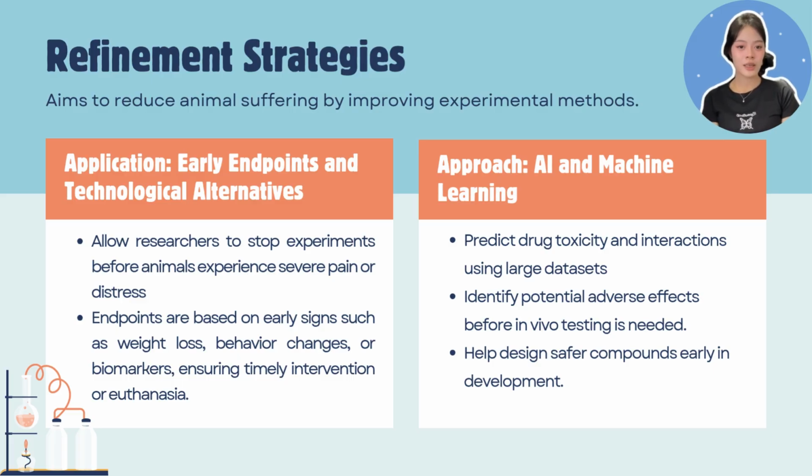Talking about the alternative approach, advanced technologies like AI and machine learning offer powerful alternatives to reduce reliance on animals. These tools can predict drug toxicity and interaction using large datasets, identify potential adverse effects before in vivo testing is needed, and also help design safer compounds early in development. By combining humane endpoints with predictive technologies, researchers can both protect animal welfare and enhance the efficiency of drug testing.